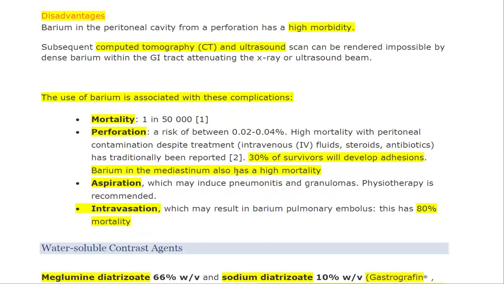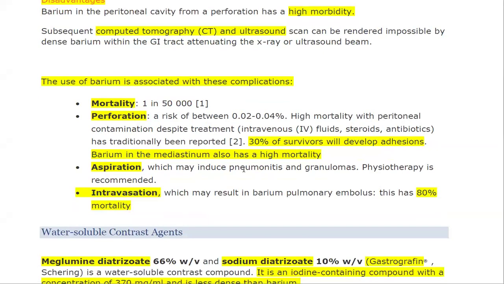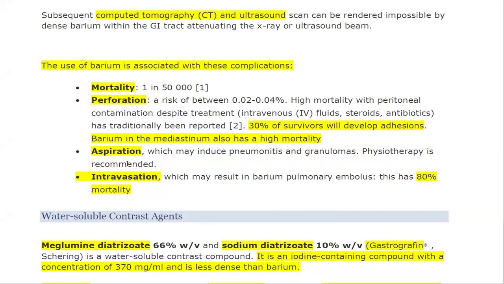Even if you are using measures like fluids or steroids or antibiotics, as he told here, this is quite a problem. If the patient survives from this, he can develop adhesions, and this may also lead to further complications in the future. Also, if the patient is taking contrast, especially in barium swallow and barium meal, and the patient aspirates, it will induce pneumonitis and granulomas. Okay, and this is also very risky for the patient.